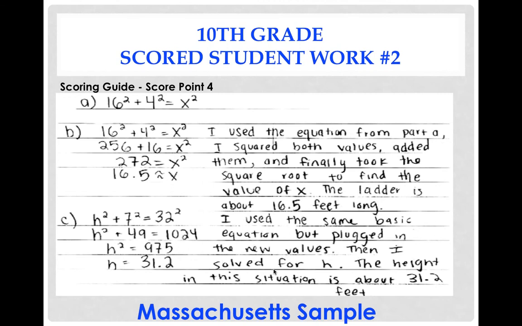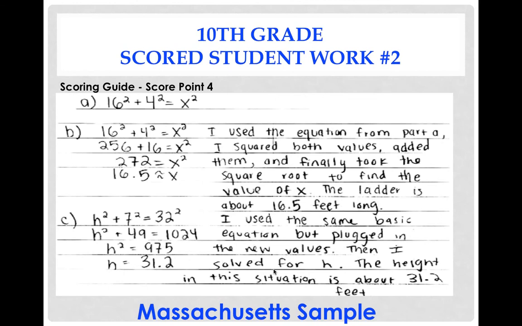And they also provided an explanation: I used the equation from part A. I squared both values, added them, and finally took the square root to find the value of x. And that's how they came up with approximately 16.5 feet long. Then on part C, they had to find the height of the second ladder. Once again, they identified that they were missing one of the legs, and they were provided with one of the legs as well, but then they knew that the ladder was 32 feet.